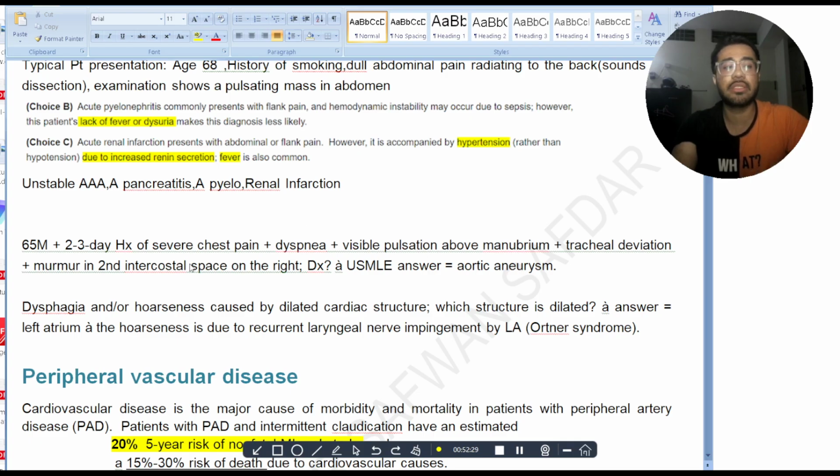So this is another scenario: dysphagia and hoarseness caused by a dilated cardiac structure. Which structure is dilated? The left atrium. Left atrial dilation results in compression of the recurrent laryngeal nerve, causing dysphagia and hoarseness. So you also need to be wary of this fact. It's not always damage to the recurrent laryngeal nerve. It can also be due to dilation.